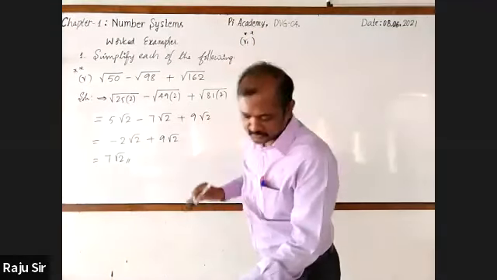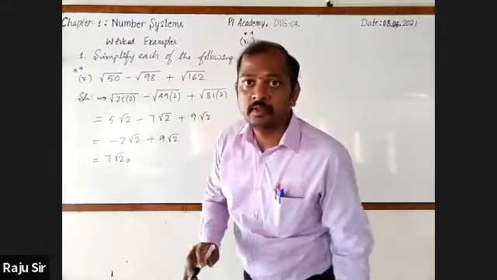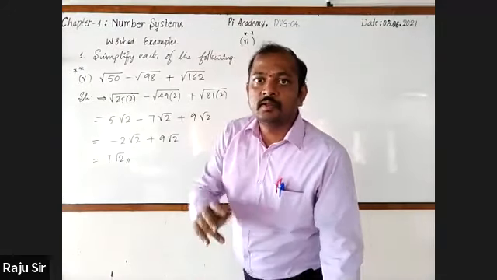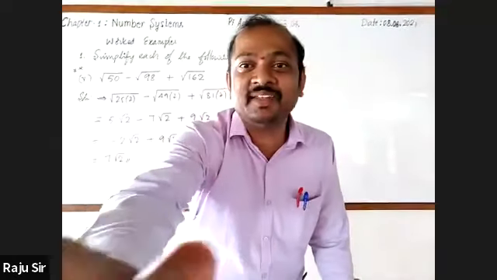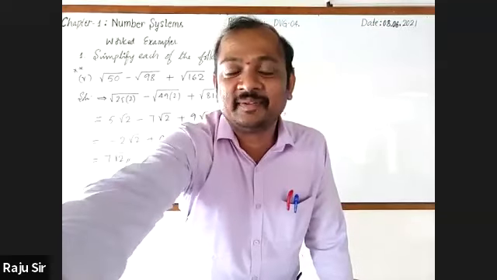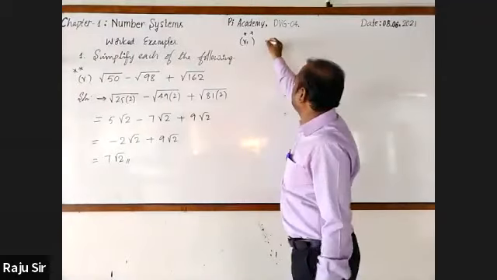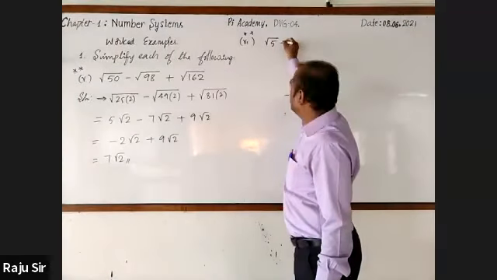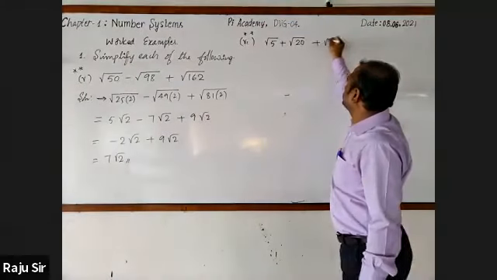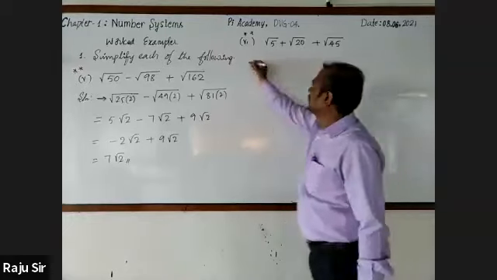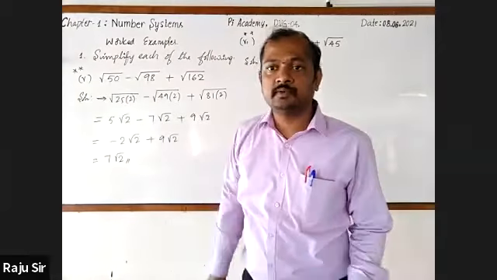Put double star. It was also given in the examination for 1 mark. You have to enter your name. Right. This is square root of 5 plus square root of 20 plus square root of 45. This problem can also be solved like the previous one.